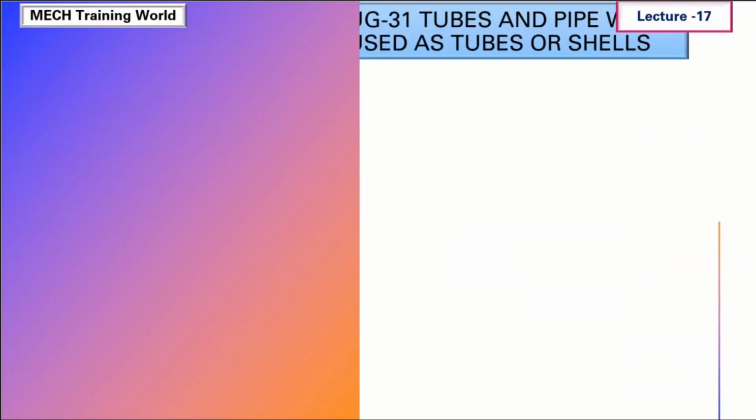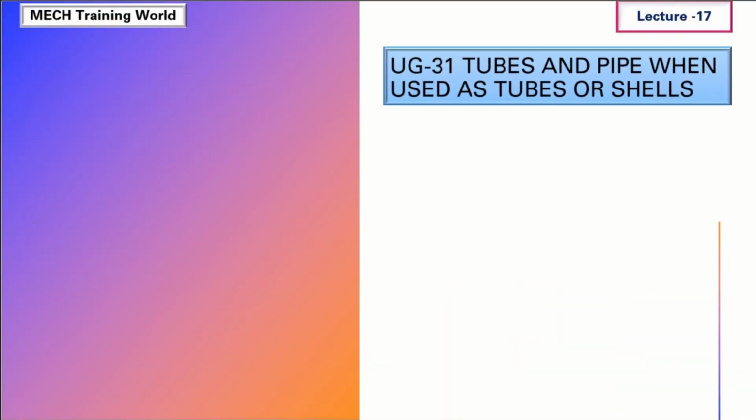Today we will discuss UG31, that is tubes and pipe when they are used as tubes or shells in the pressure vessel. So, UG31 outlines the requirements for tubes and pipes when they are used as shells in the pressure vessels. This section ensures that these components are designed to withstand both internal and external pressures as well as other operational conditions also. So, let's start this session.